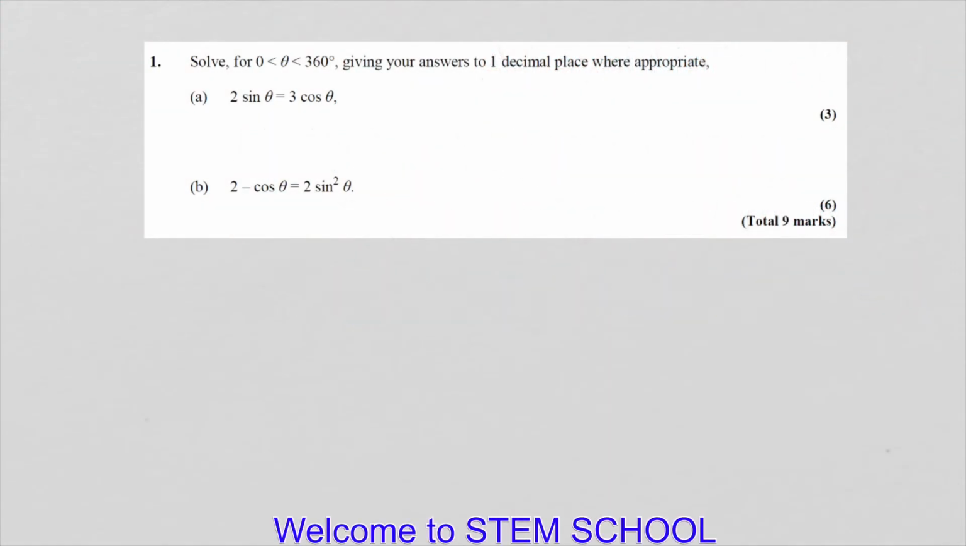Solve for 0 less than theta less than 360 degrees, giving your answers to one decimal place where appropriate. A, 2 sine theta equals 3 cos theta. B, 2 minus cos theta equals 2 sine squared theta.